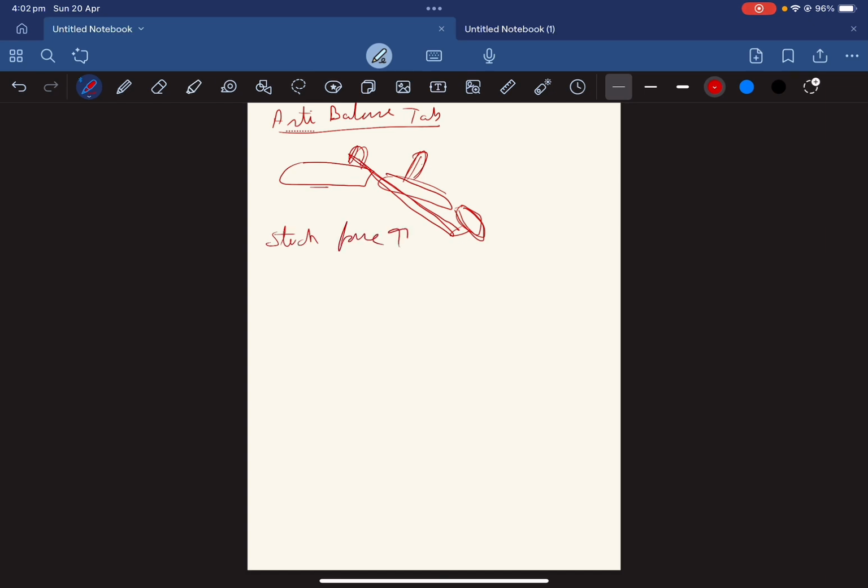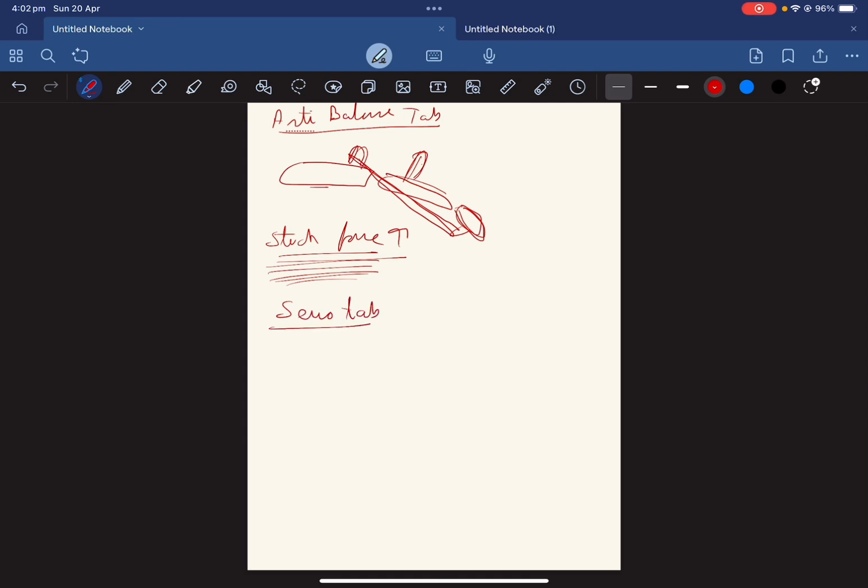So you might be wondering why we would want to increase it. In some aircraft where the control is not very effective, we use this to increase the stick force. You don't want a very free movement in your control surface, so we use an anti-balance tab for that. Let's talk about the next type of tab, which is the servo tab.